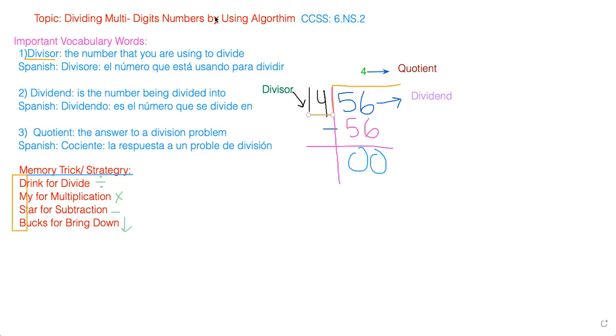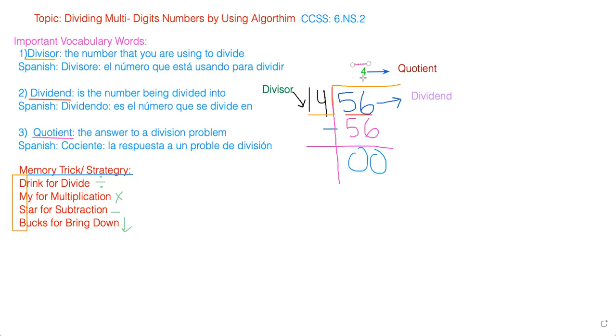Now let's look at what the dividend is. I'm going to annotate that word in red. When you look at dividend, it has the word divide. So clearly the dividend is the number being divided into. So here your 56 is the dividend, the number that we are dividing into in order to get the quotient, which leads me to the next word. The quotient is the answer to a division problem. I'm going to annotate that in pink. So here, the 4 is my quotient, which is the answer to the division problem.